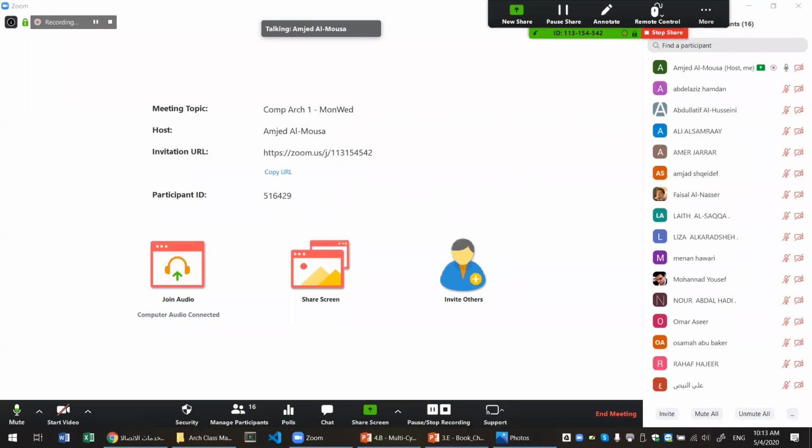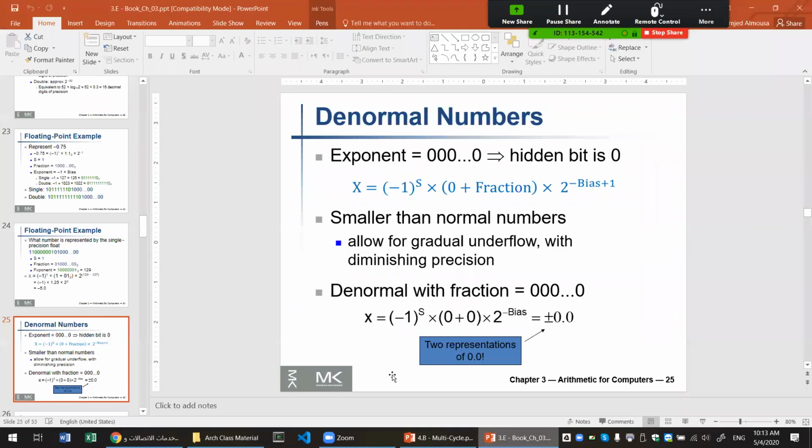Okay, so now back to our progress in the multicycle.